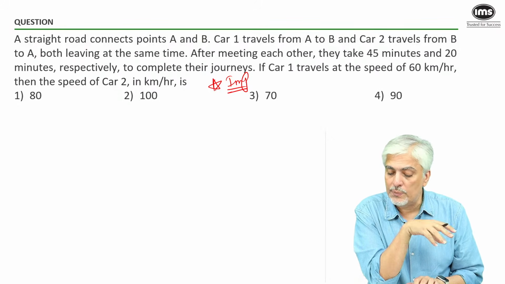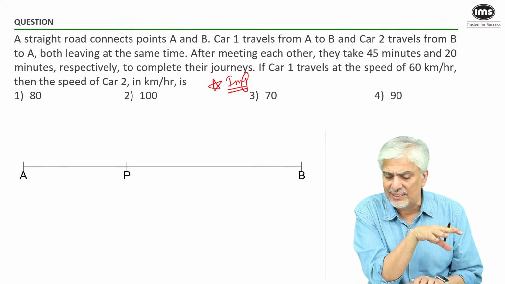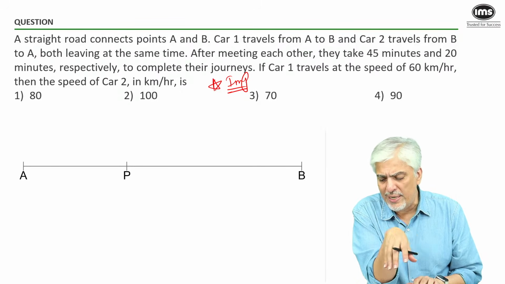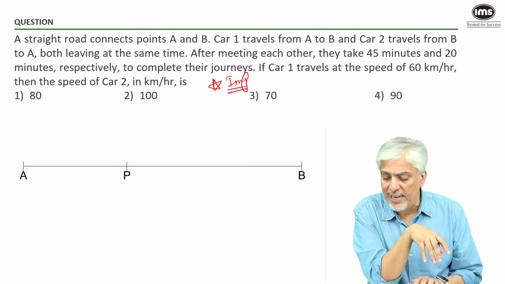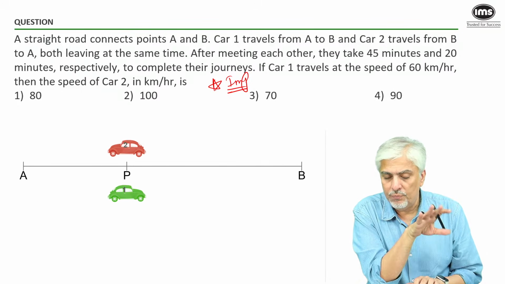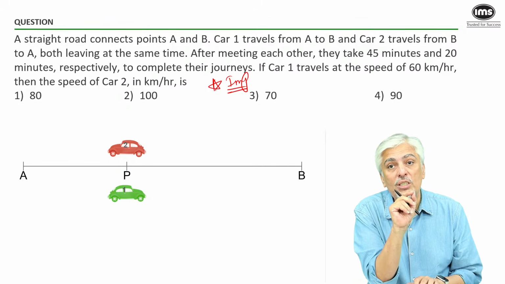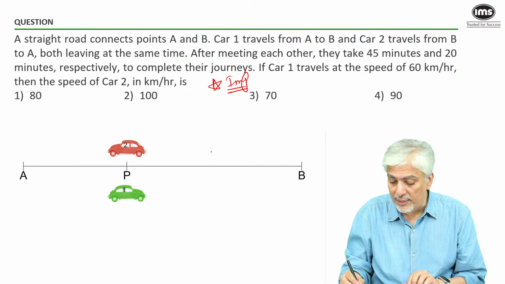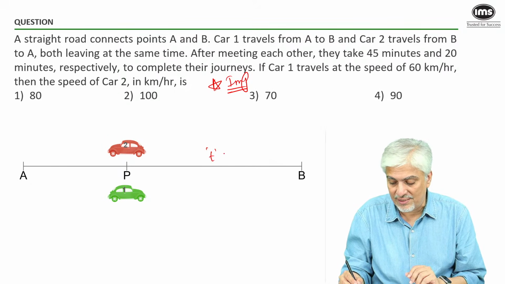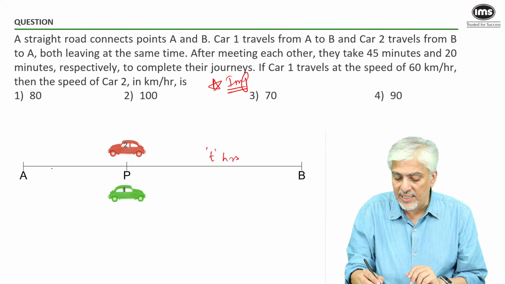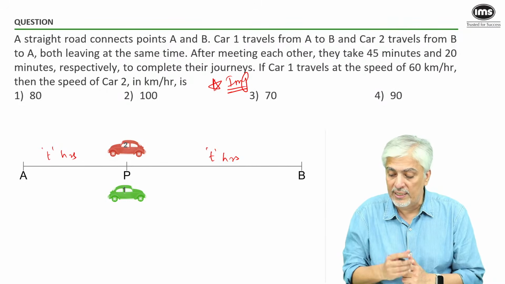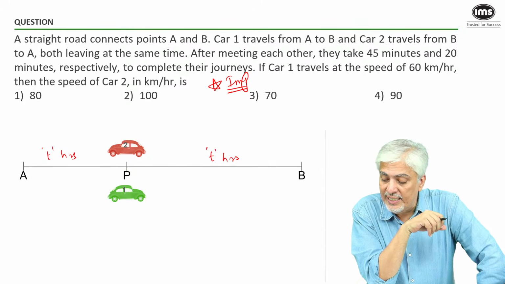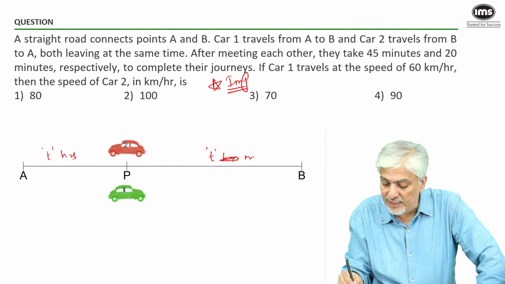A straight road connects points A and B. Car 1 travels from A to B and car 2 travels from B to A. This is the same setup, though P is not necessarily at that point, it could be anywhere. They first both meet at P. Now the important point is they meet at P means they take the same time. So car 2 has taken T hours, so car 1 also has taken T hours. This is before meeting, so whatever I am writing above the line is before meeting. Now let's read further. After meeting, each, and it's in minutes, so not hours, we'll take this as minutes, T minutes and T minutes.